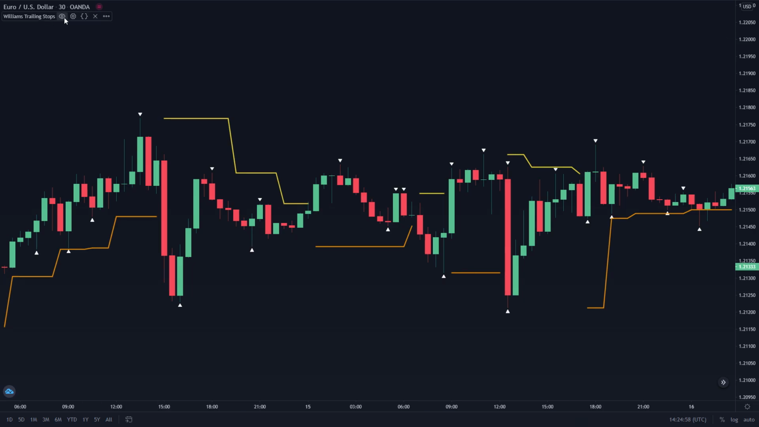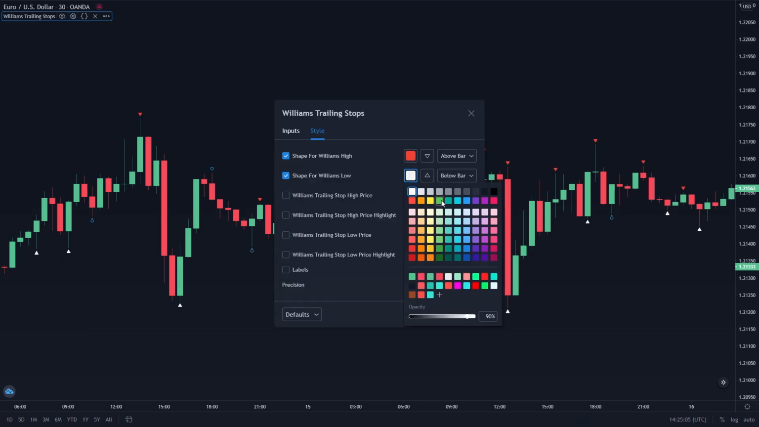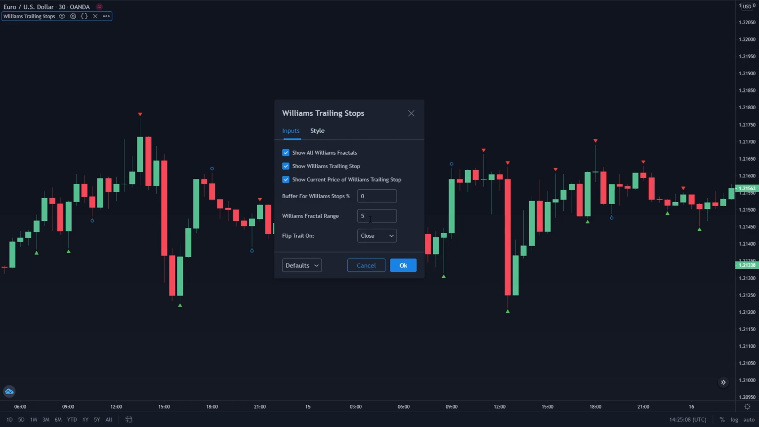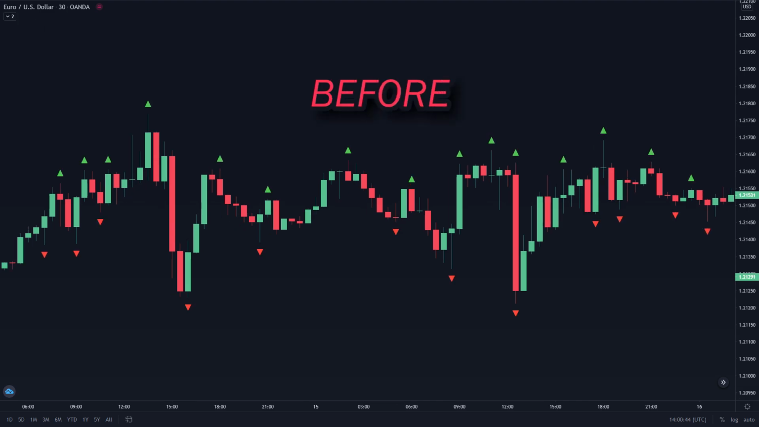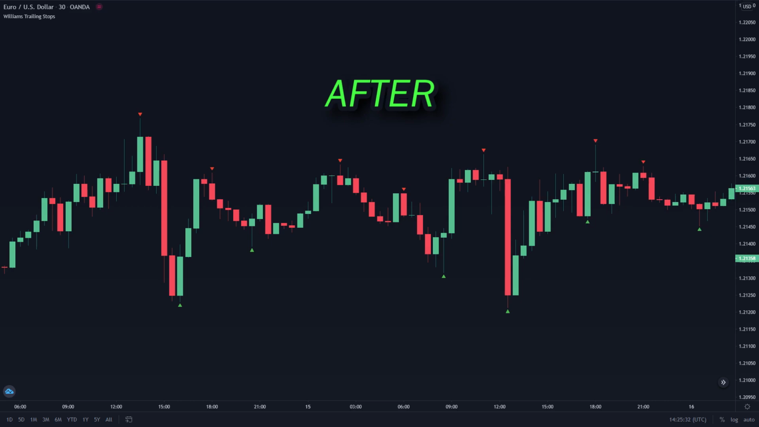So first, we turn off all the unnecessary lines. Next, go to Inputs, and here, we can actually change the value of the range. I like to change this from 5 to 9. So now, a fractal will only appear at the highs or lows of 9 candles, instead of the default settings, which is only at 5 candles. And now, you can actually see that most of the unnecessary fractals have been removed, leaving only the main ones, hence making it easier to trade.